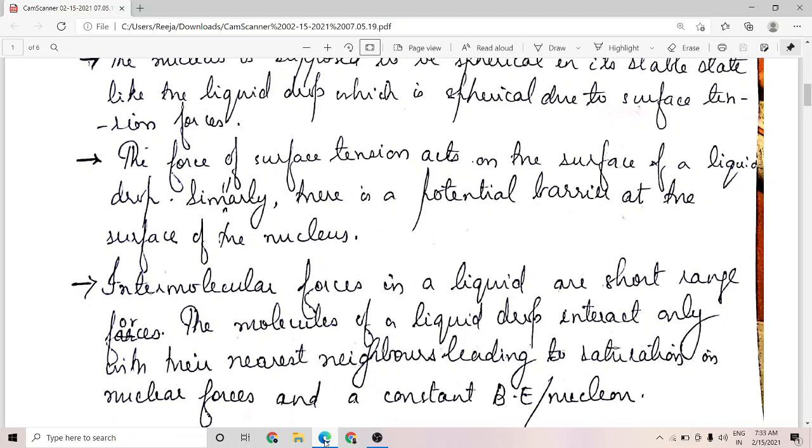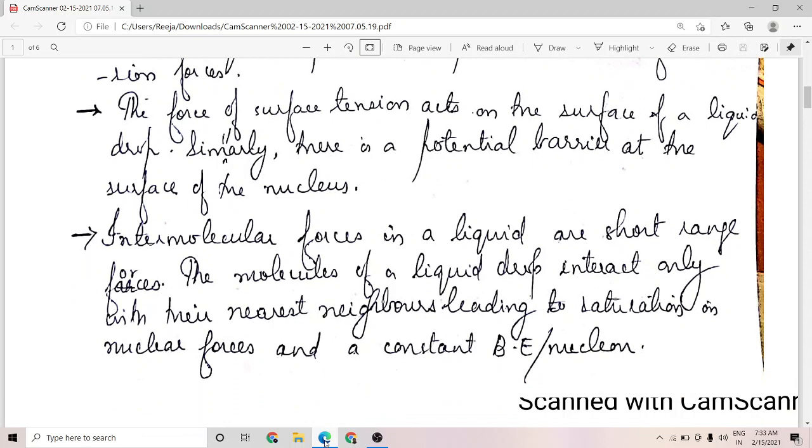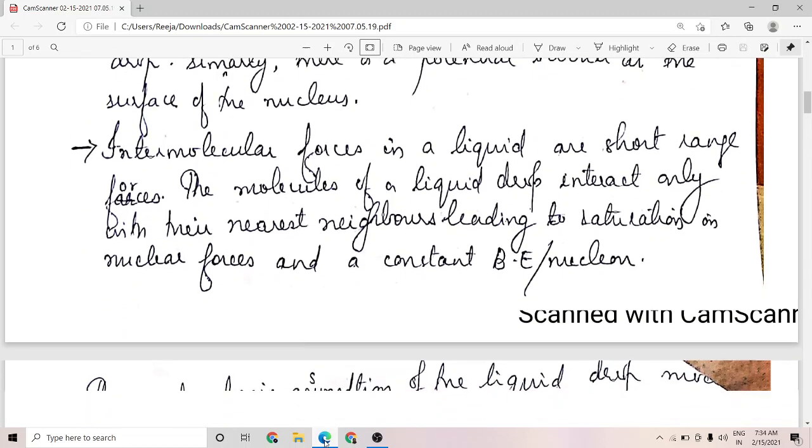Now, the intermolecular forces in a liquid drop are short range forces. So the molecules of the liquid drop interact only with their nearest neighbors. Similarly, nuclear forces are also short range forces, and the nucleons interact only with their nearest neighbors, leading to saturation at a constant binding energy per nucleon. So intermolecular forces in the liquid drop as well as the nuclear forces are short range forces. So that is also another similarity.